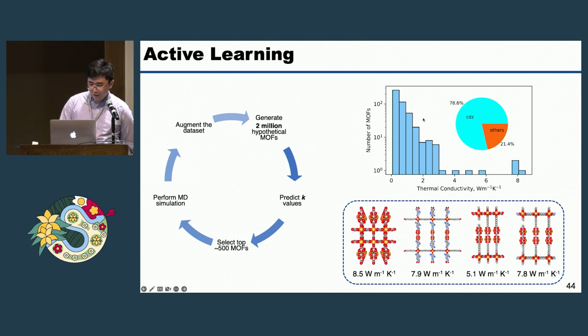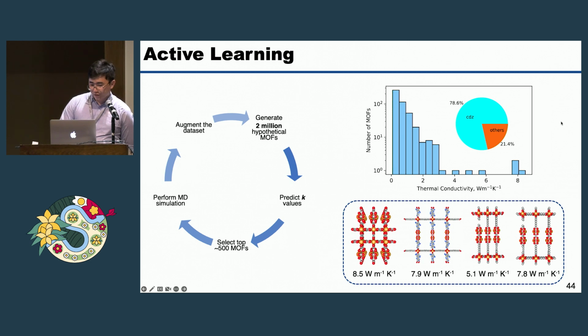But here you can see the distribution of thermal conductivity values calculated using MD simulation for those 500 MOFs. And here you can see we have some high thermal conductivity MOFs. So it is the GNN model, although not doing great, but it's still helping us to discover new hypothetical MOFs with potentially high thermal conductivity.